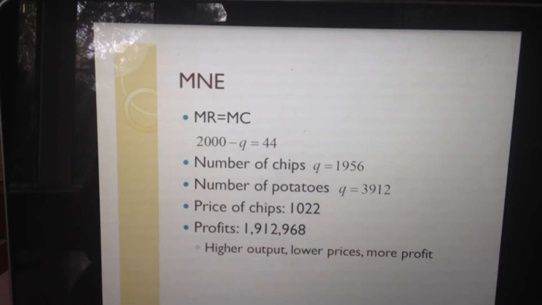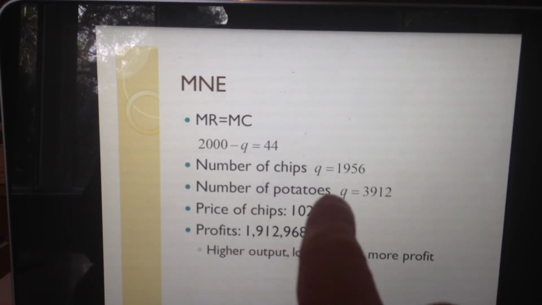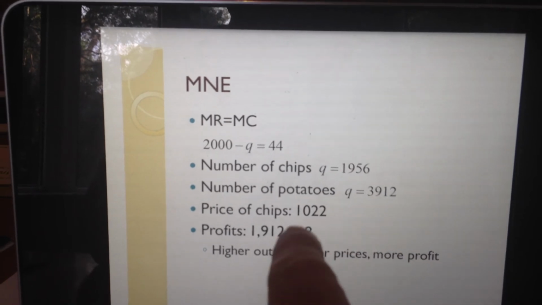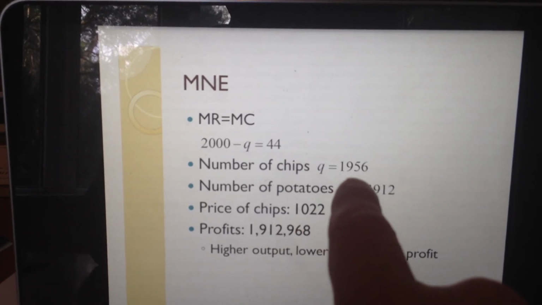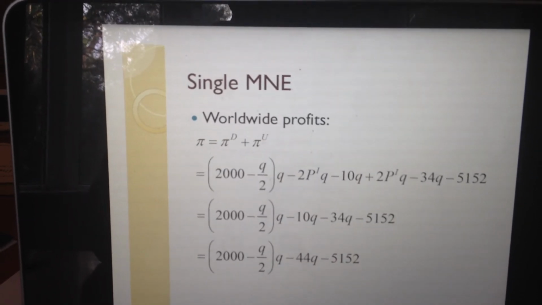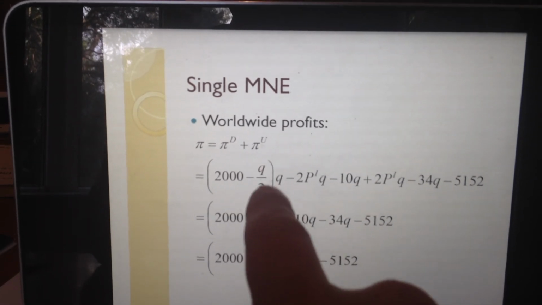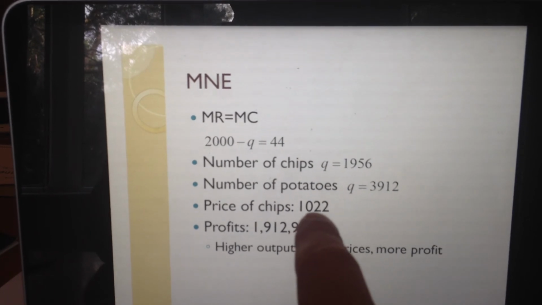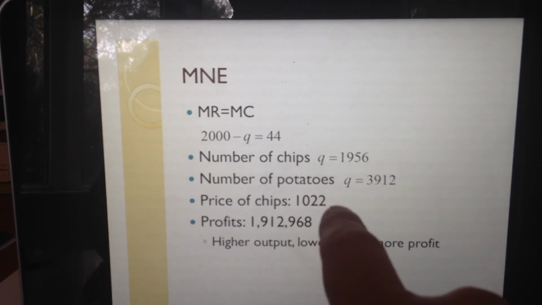So 1956. How many potatoes are we talking about? Twice that, so it should be 2 times Q there. 3912. What's the price of chips? Well, you plug that 1956 into the demand equation. 2,000 minus 1956 over 2. What do you come up with? The price of chips are 1,022. These are some really awesome chips.